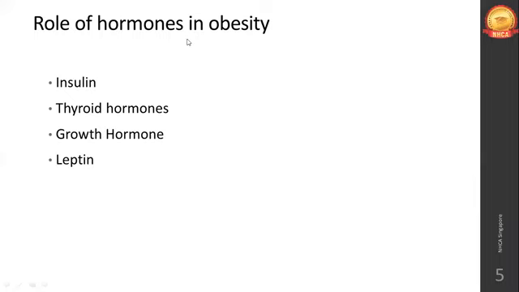So then we have leptin. Leptin is a kind of hormone secreted by your stomach. If the leptin is too much, that is what leads to obesity. If you are able to reduce your plasma leptin levels through medications, you can achieve weight loss.